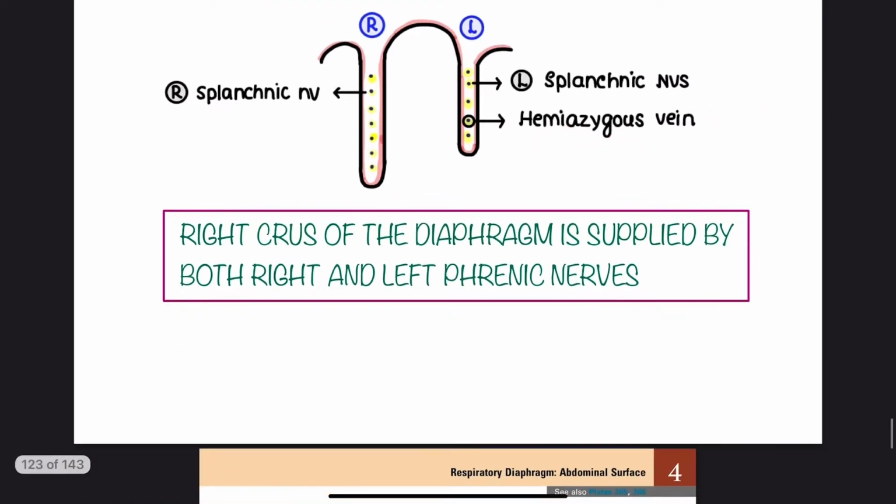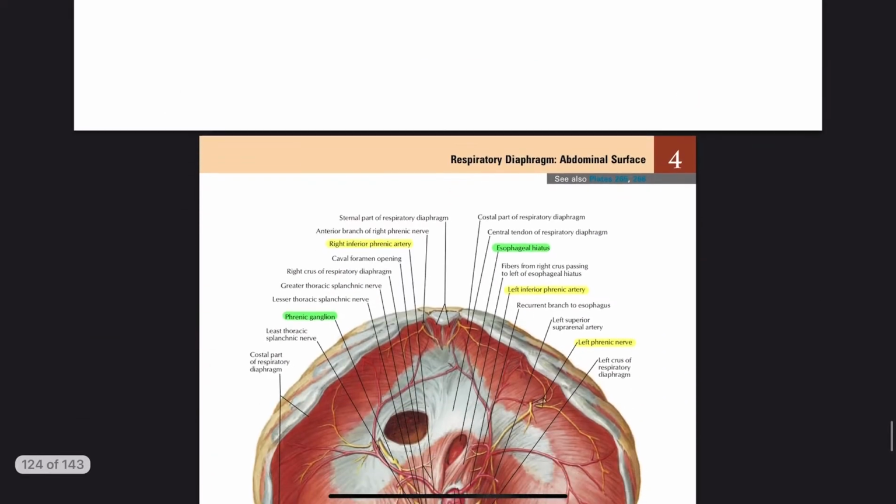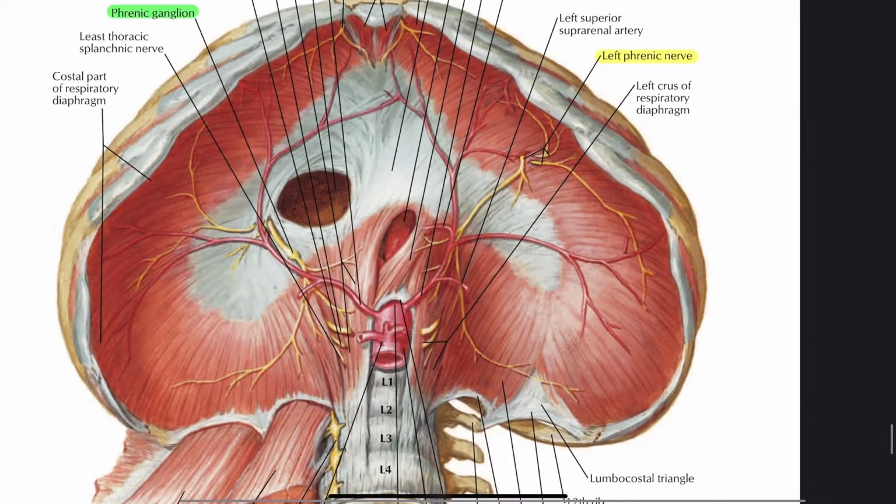Now remember this point: the right crus of the diaphragm is supplied by both right and left phrenic nerves. In this diagram you can see here is the left phrenic nerve reaching the diaphragm, reaching the right crus basically, and here you have the right phrenic nerve reaching the right crus. So the right crus is supplied by both right and left phrenic nerves.